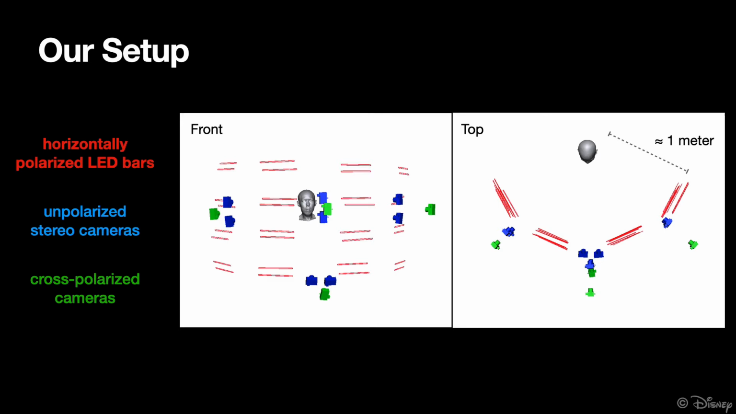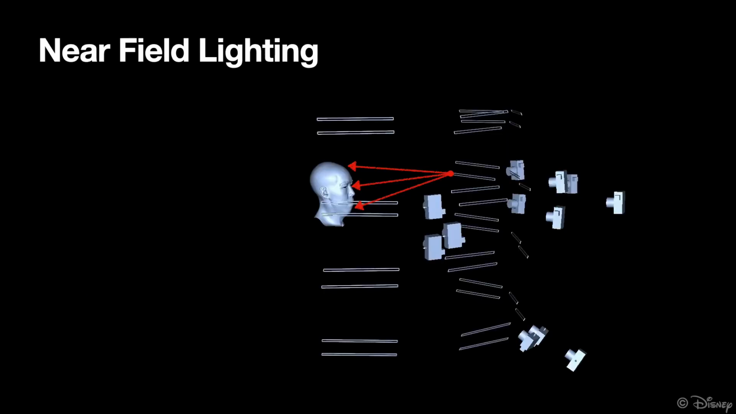As in the baseline method, our 12 cameras are similarly arranged into 4 triplets and our lighting is horizontally polarized. Our 16 pairs of LED bars are located about 1 meter away from the captured face. Each camera triplet includes a narrow baseline stereo pair and a third camera that is cross-polarized relative to the lighting. That is, this third camera is mounted with a polarization filter that attenuates specular highlights, letting mostly diffuse reflection pass through. We now depart from the baseline system and drop the assumption of distant lighting.